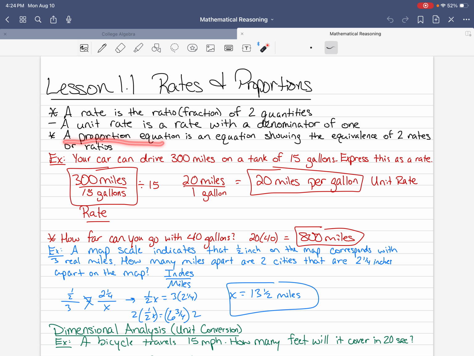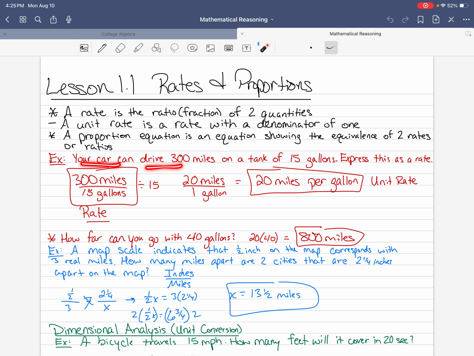A proportion equation is an equation that shows the equivalence of two rates or ratios. So we can have proportions, and what we can do with our rates is we can set these proportions to solve for an unknown quantity. Maybe we know how many for each hour, and maybe we want to find out how many there are going to be in 5 hours, stuff like that.